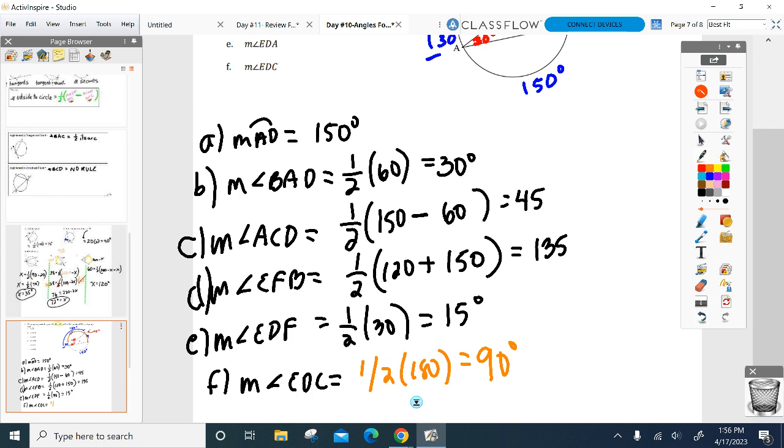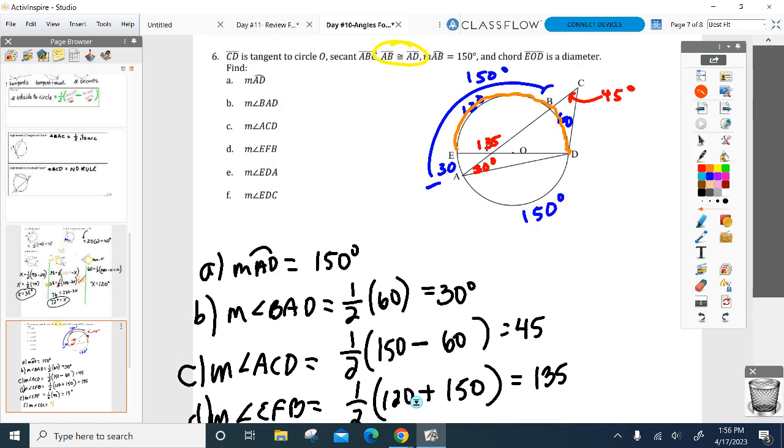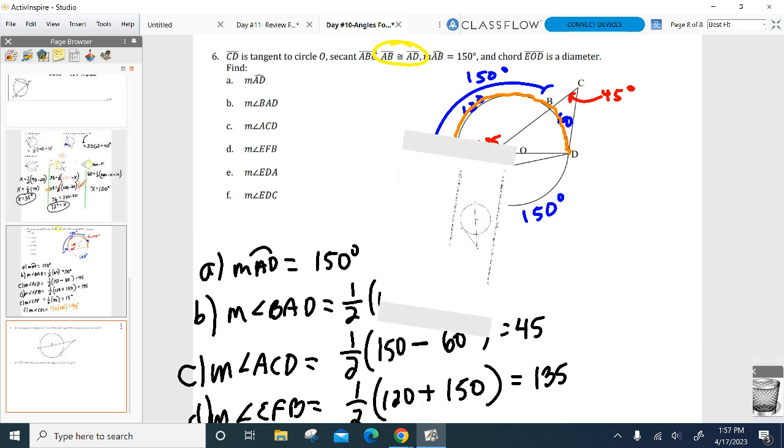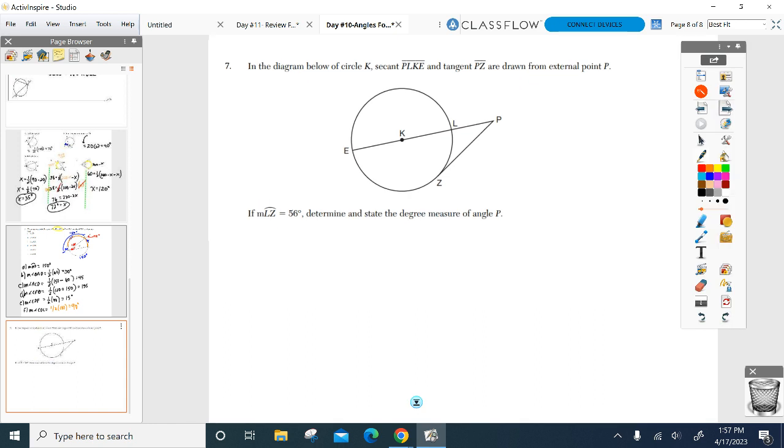Anybody saying, why are you doing it that way? Isn't it just a radius drawn to a point of tangency? Yep, it is, so you could do it that way too. It forms a right angle. All right, you guys in your group have that final one. Let's see what you can do with it before I let you go.